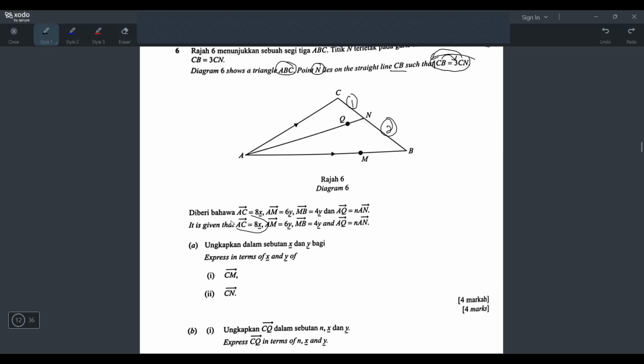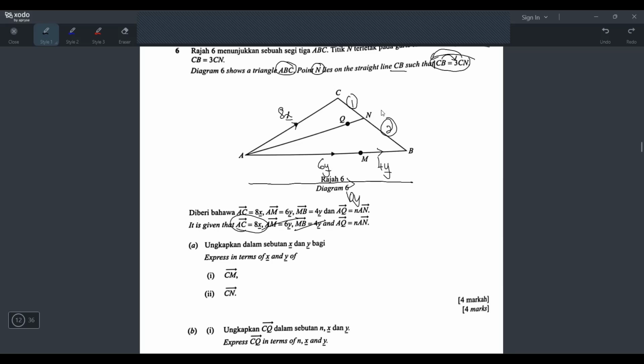It is given that vector AC is 8x. So A to C means the arrow has to point to C. Okay, they already put the arrow for me, so I'm just going to label 8x. Next one, AM is 6y. A to M, so the arrow has to point to M, and then 6y. Next one, M to B is 4y. M to B, so the arrow is like this, 4y. It means the whole thing is 10y. The vector from A to B is 10y because 6y plus 4y is 10y.